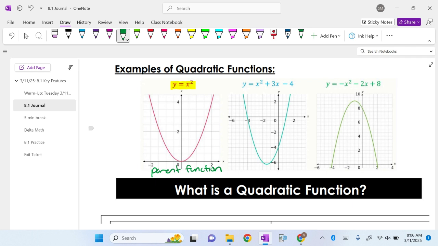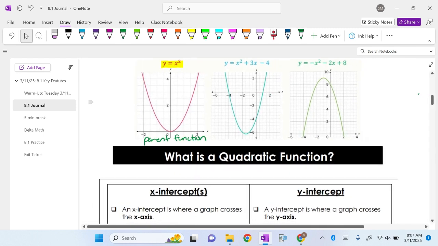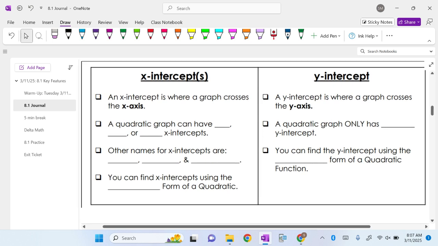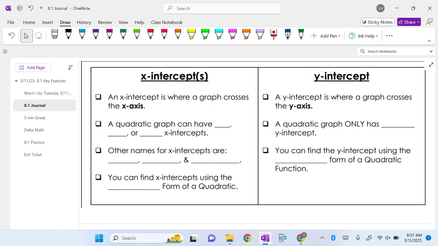So now knowing what the graphs look like, we're going to look at some different key features. So we're going to start with the ones that you guys should already know about. All right. So let's look at x and y intercepts. So that's the next tab. Now, you guys should already know what x-intercepts and y-intercepts are. You dealt with them with linear functions. You've dealt with them with exponential. All right. Who remembers what defines an x-intercept? So what's an x-intercept?